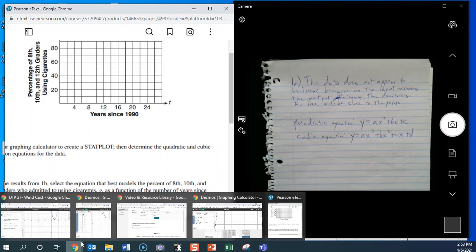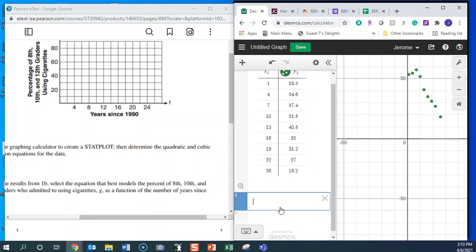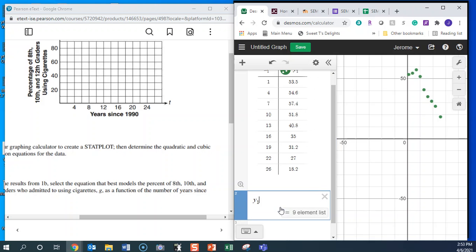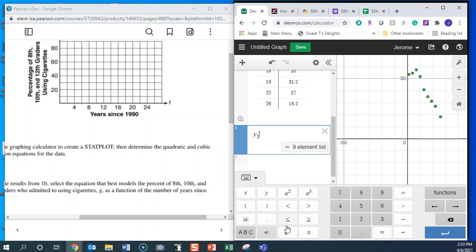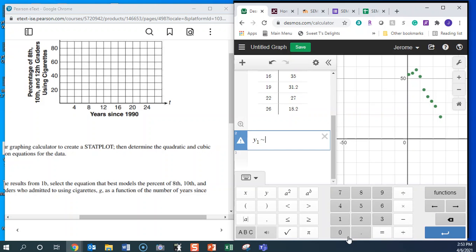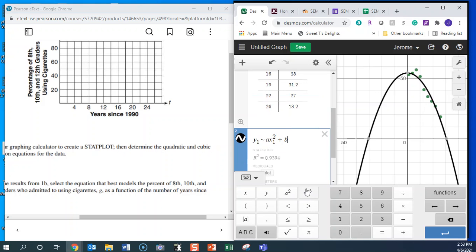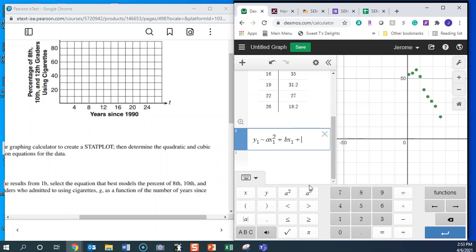So now we're going to go to Desmos. I'm going to take this graph. Okay, so remember we're dealing with y1 and x1. So we would do y1, and we have to go here to our tilde. And then we would do a x1, and then we have to square that, because remember, we're doing the quadratic right now. Plus b x1, and then finally plus c.